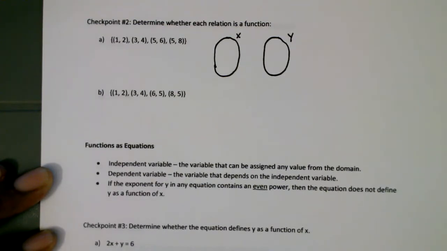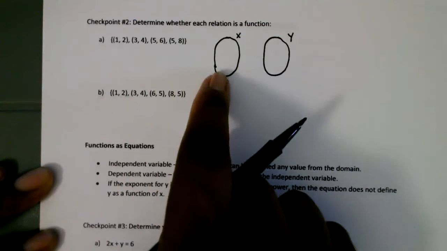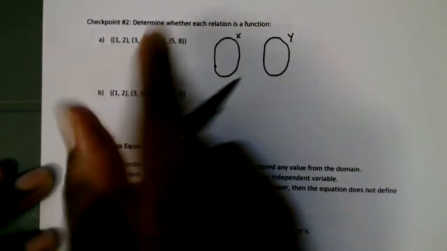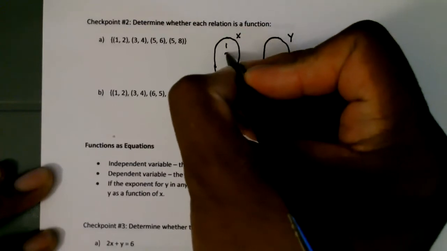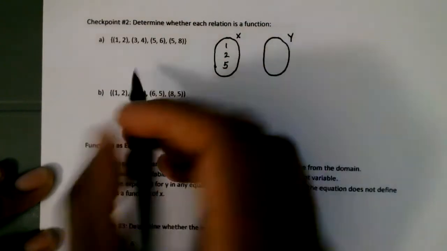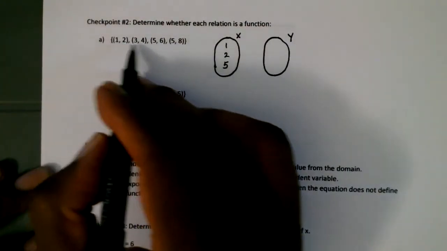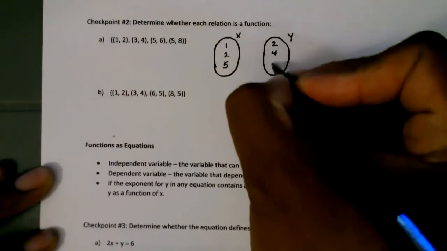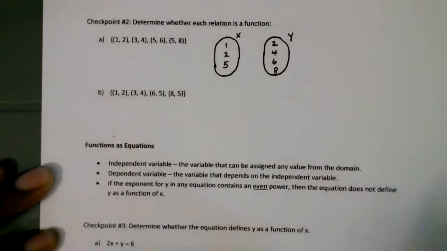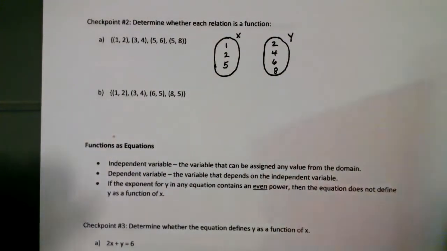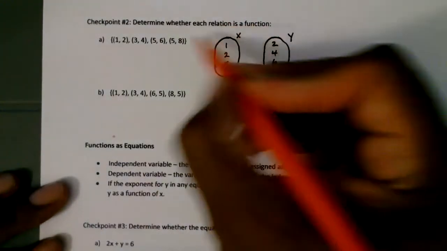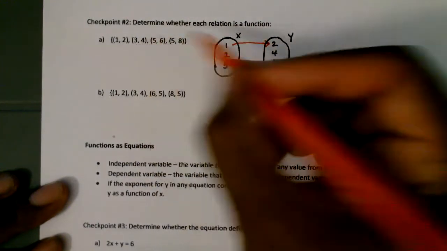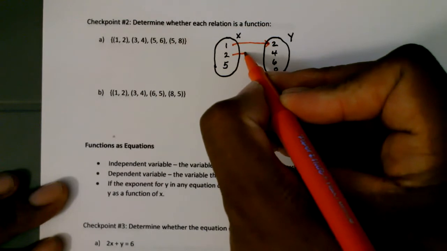And here we're going to list all of our x coordinates in x here, which is in this case 1, 2, and 5. And all the y coordinates will be in here: 2, 4, 6, and 8. And then we're going to pair those two. So I know 1 is going to be paired with 2. Then we got 3 going to 4.